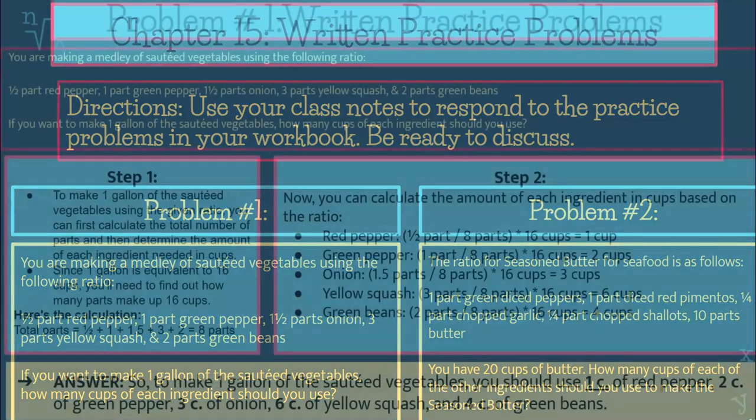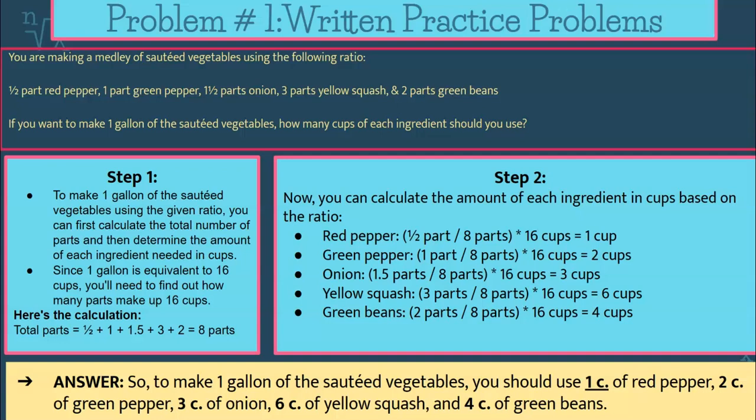All right, so let's get started. The first one, you are making vegetable medley, and you need a half part of red pepper, 1 part of green pepper, 1.5 parts onion, 3 parts yellow squash, and 2 parts green beans. You're making a gallon, and it's asking you how many cups of each ingredient you need.